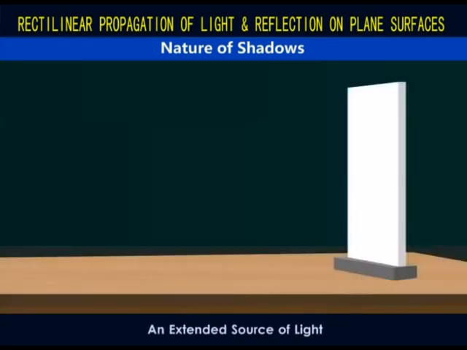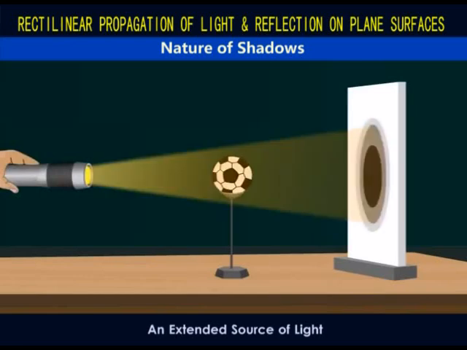Now let's compare a shadow cast from an extended source of light. We put a ball placed on a stand in front of a screen such that the screen is bigger than the height of the ball. We then light a torch in front of the ball to cast a shadow on the screen behind it. You will see that the shadow cast has a dark zone at the center and a light zone around the dark one. The dark part of the shadow is called the umbra and the lighter part is called the penumbra.